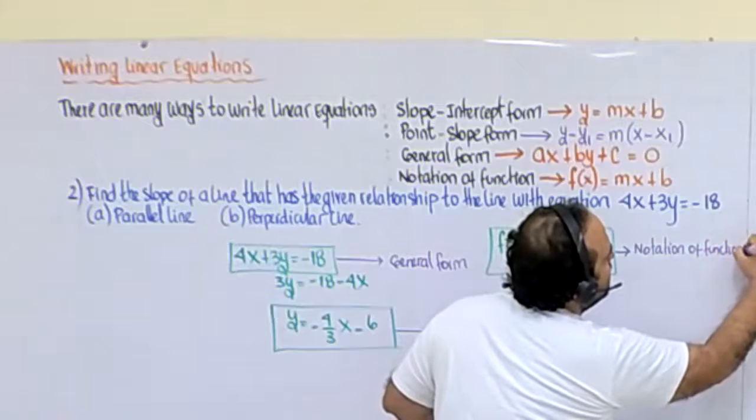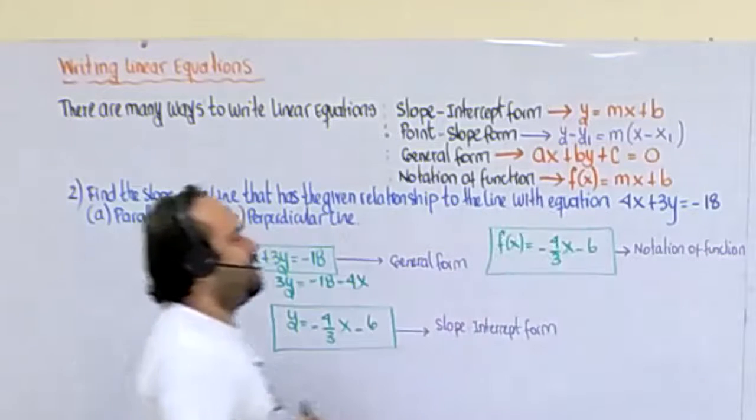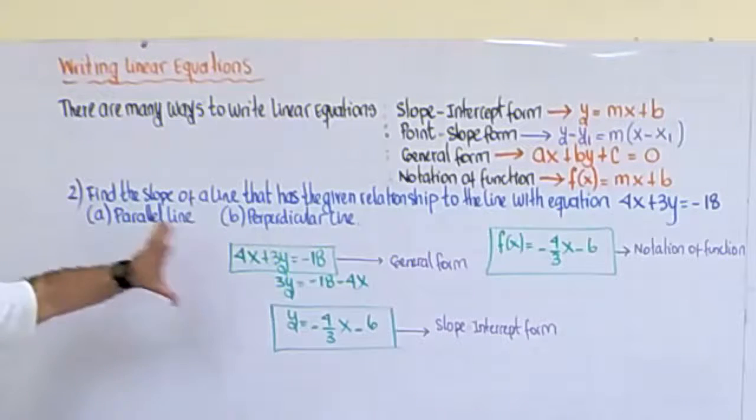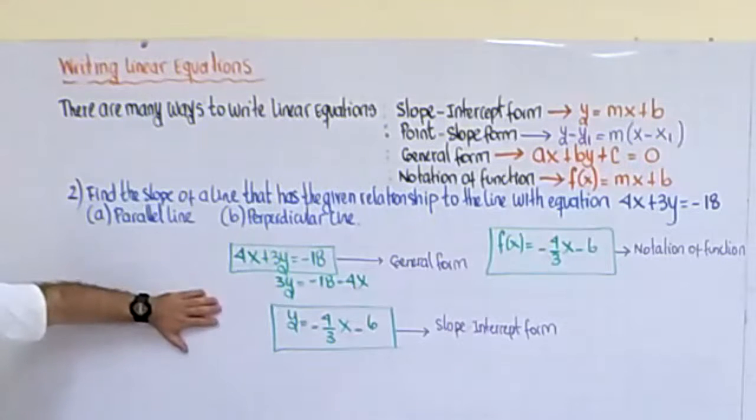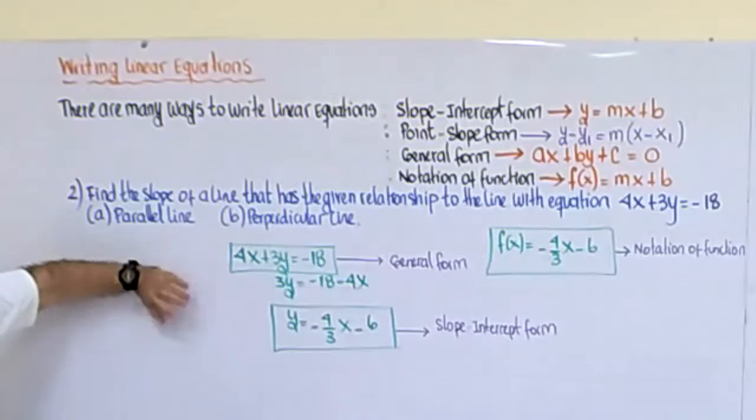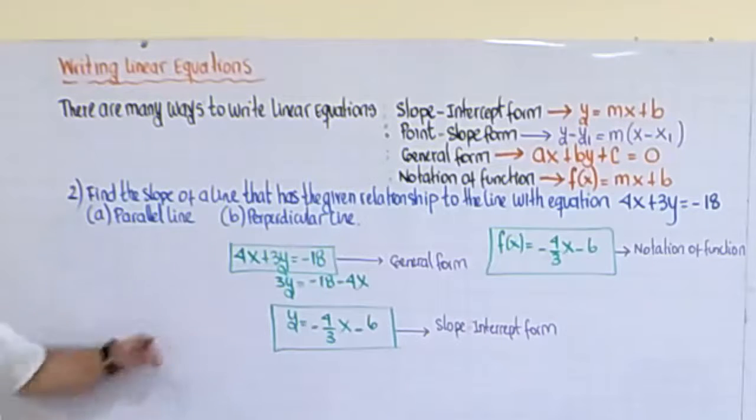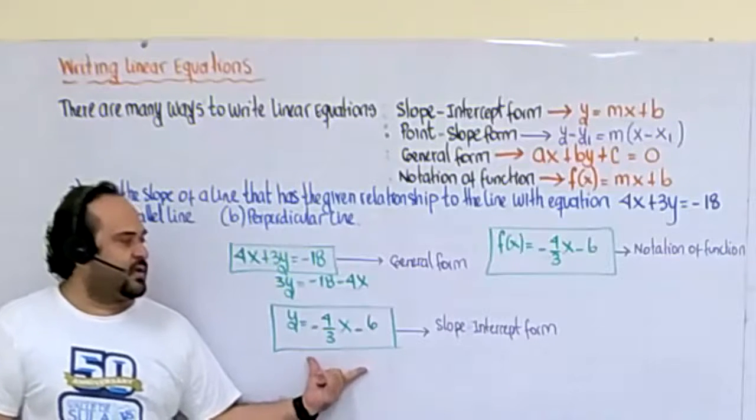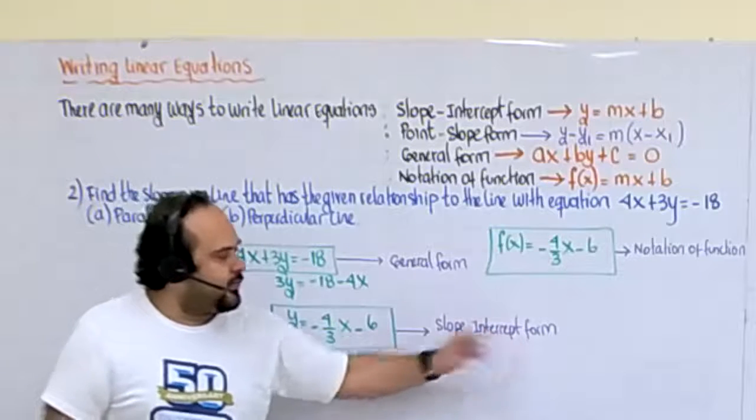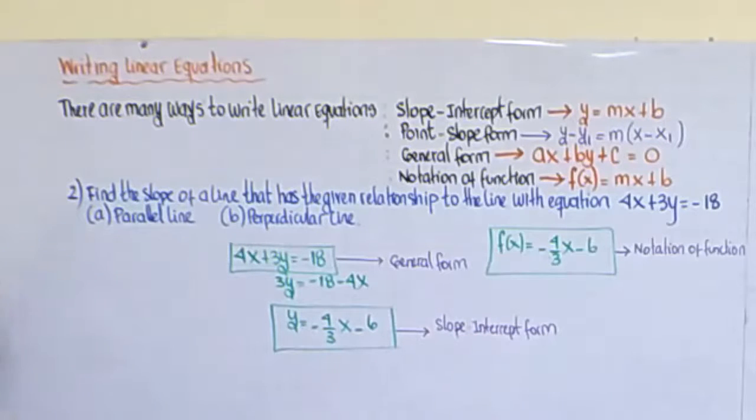Three ways we can write linear equations. But continue with the problem. First step, you are going to have the equation written in the general form, and we have to solve for y. When you solve for y, the name of this linear equation is slope-intercept form. And now let's apply the relationship.